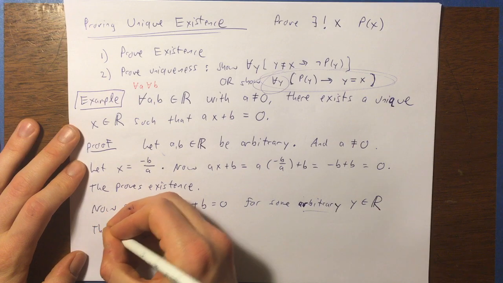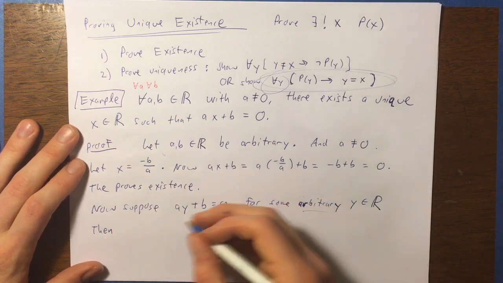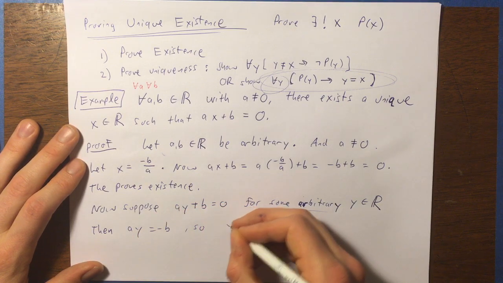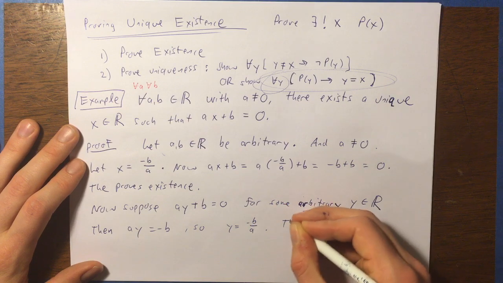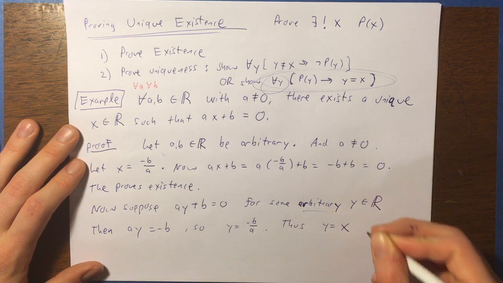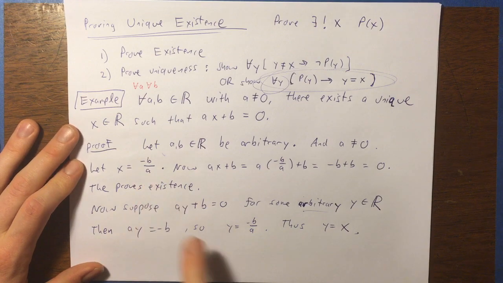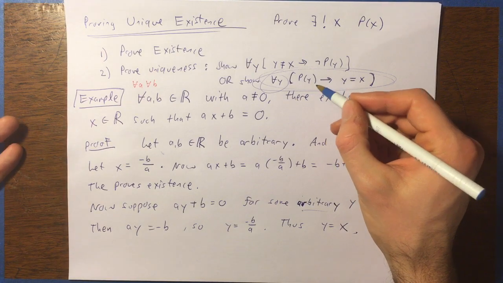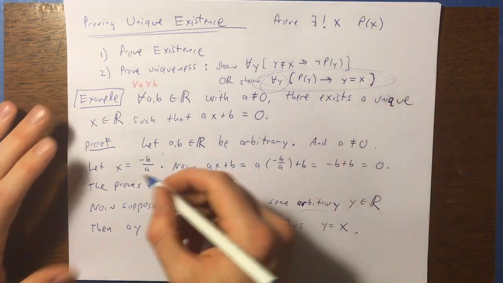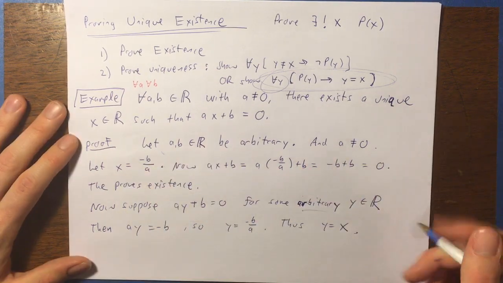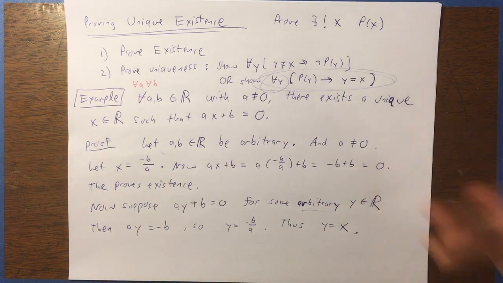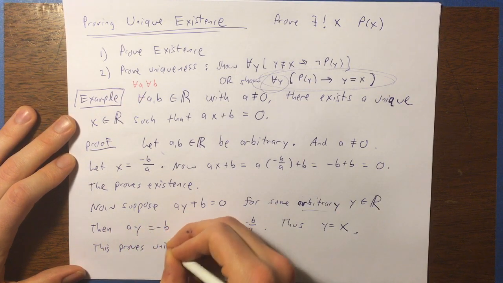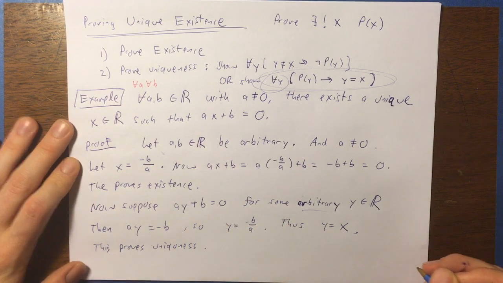Then, now I get to do that kind of reverse engineering, backwards thinking like we talked about earlier. Then ay equals negative b. So y equals negative b over a. And therefore, y equals x, right? Because negative b over a is already what x is equal to. So I showed, if this y were to satisfy it, y must be the same x that we found earlier. So therefore, that x must in fact be the only one. This proves uniqueness. And that does it.